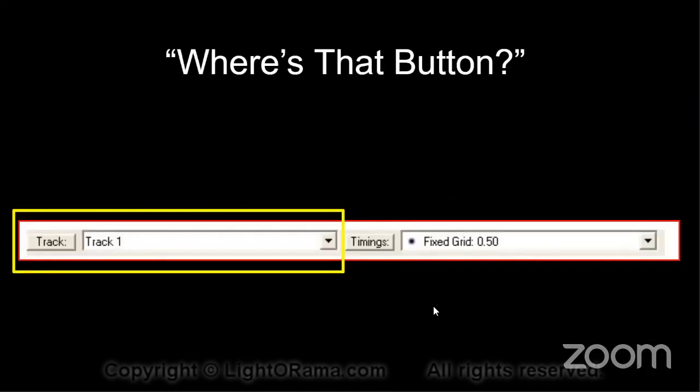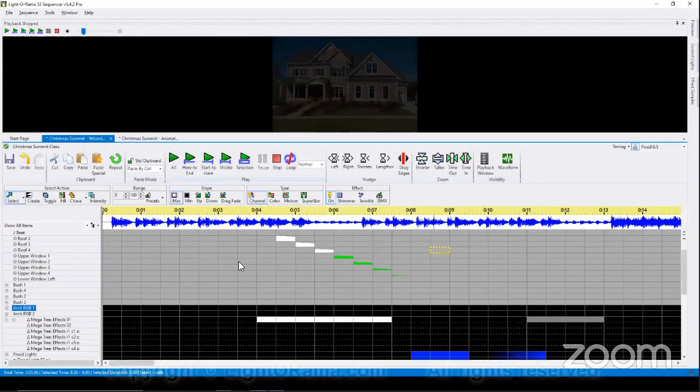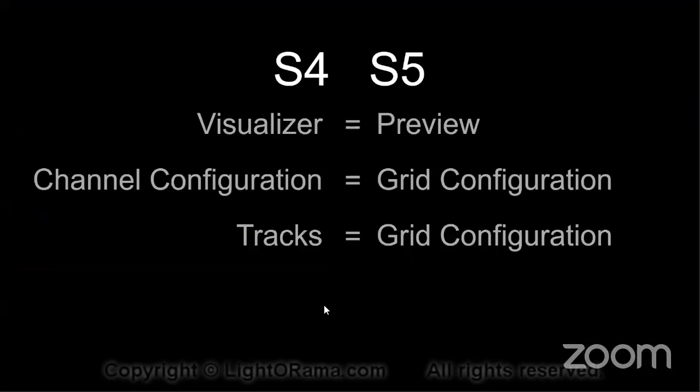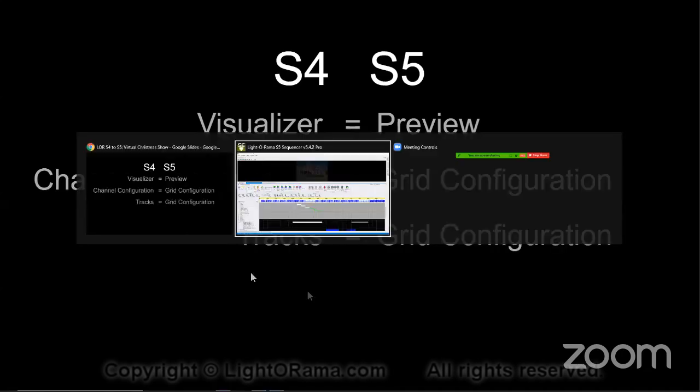Next game of where's that button? So where did our tracks go? Tracks are over here. And in S5, here's the new terminology. The visualizer turned into the preview, your channel configuration turned into what's called the grid configuration, and your tracks also turned into the grid configuration. So essentially, if you're going to come up to S5, you need to remove the word track from your vocabulary.